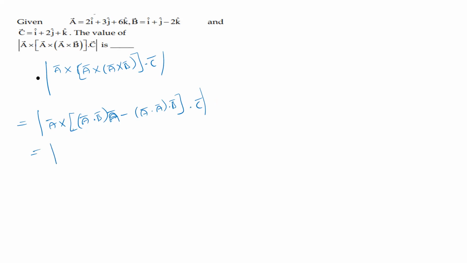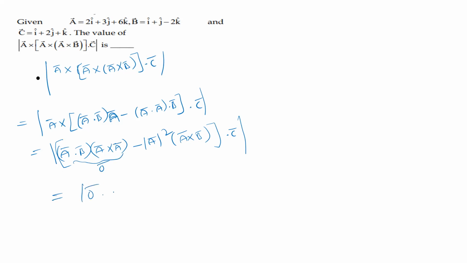Next, modulus of a bar cross a bar. A bar dot b bar is a scalar, common. Remaining what? A bar cross a bar minus a bar dot a bar is mod a bar square into, next, what? Here the cross product a bar cross b bar. For this whole, dot c bar is there. Now a bar minus a bar means this will become what? 0 bar. No problem. Now the magnitude of a bar, find out. I think 49 will come. So mod a bar square means 49.